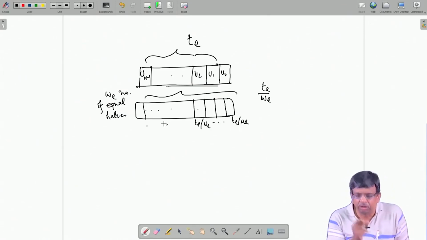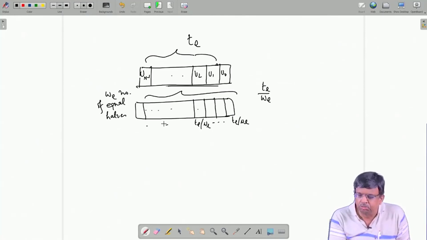If it is not possible, I cannot come up to this, but suppose it is possible to look at the total job and divide it equally. Equally means in terms of time, divide it into WL number of sub jobs. Okay. Since they are equal in time, everybody will get a share of TL by WL. Then what I do, I dedicate WL number of nodes.